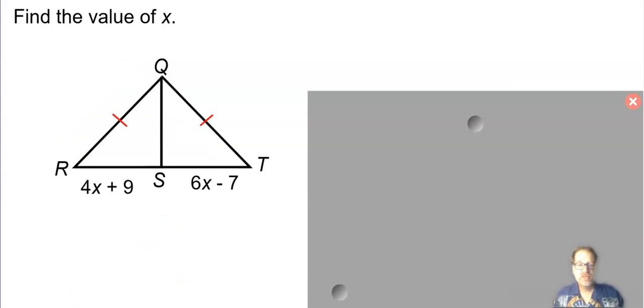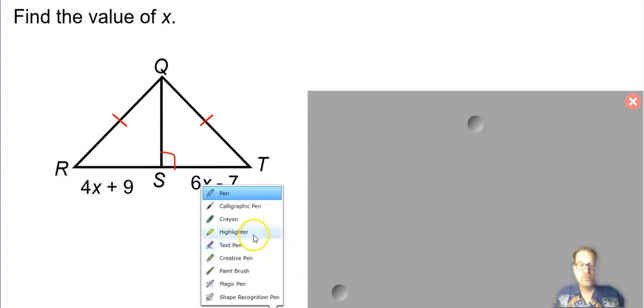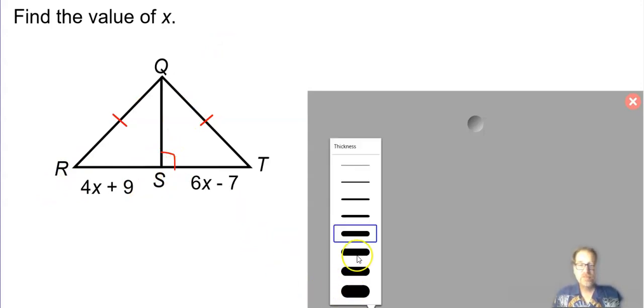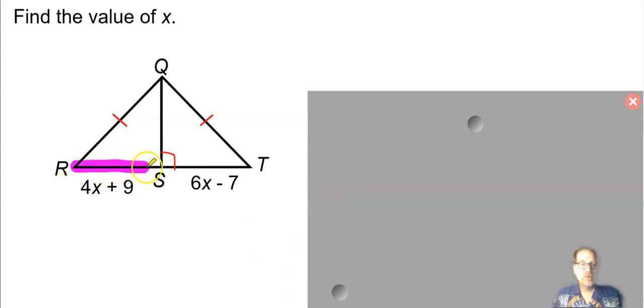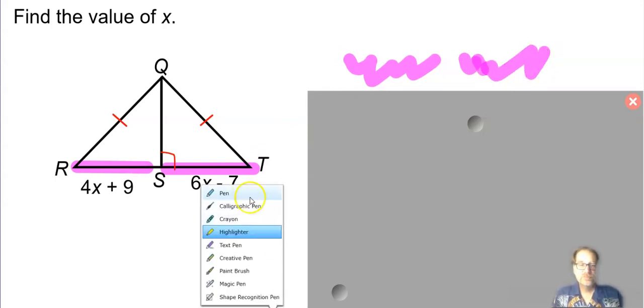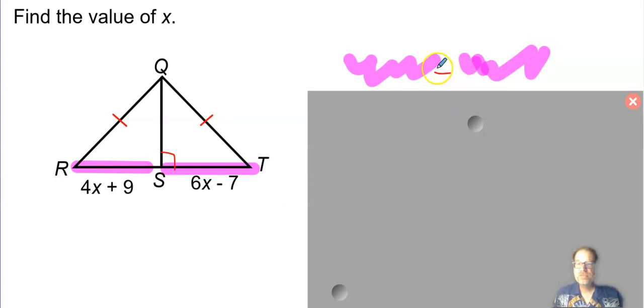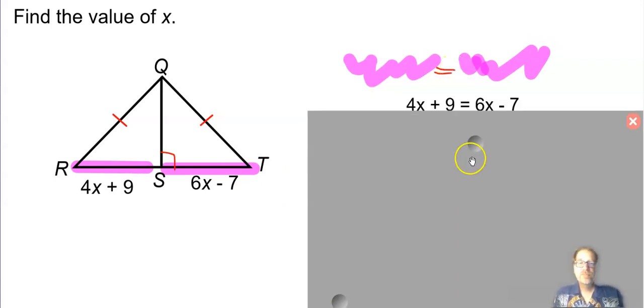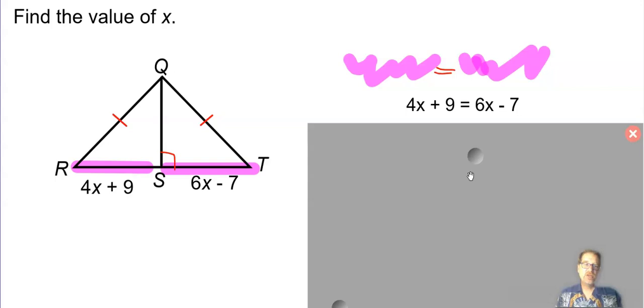Let's find the value of x. So they gave us two congruent sides. That makes QS a perpendicular bisector. So I know RS and TS are congruent. So magenta equals magenta. So we can make these equal to each other. So that means 4x plus 9, RS, equals TS, 6x minus 7.